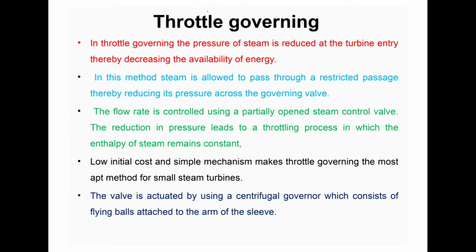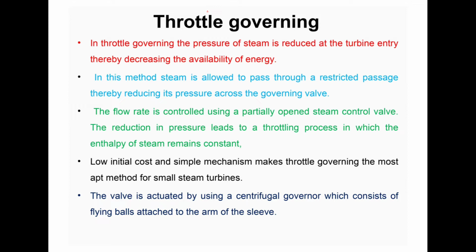First one, throttle governing. Governing is generally used for steam turbines. In throttle governing, the pressure of steam is reduced at the turbine entry, thereby decreasing the availability of energy. In this method, steam is allowed to pass through a restricted passage, thereby reducing its pressure across the governing valve. The flow rate is controlled using a partially open steam control valve.